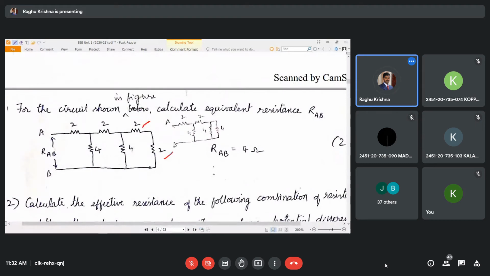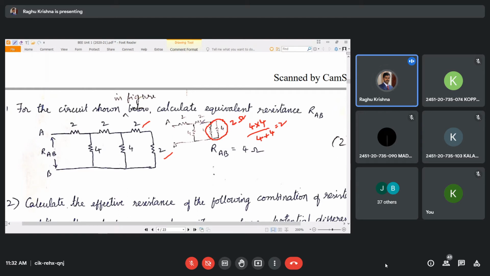See here, this part I replaced with 4 ohms. 4 and 4 are in parallel. Resultant will be 2. 4 into 4 by 4 plus 4, so this will be 2. So this 2 can be replaced with a 2 ohm resistor.